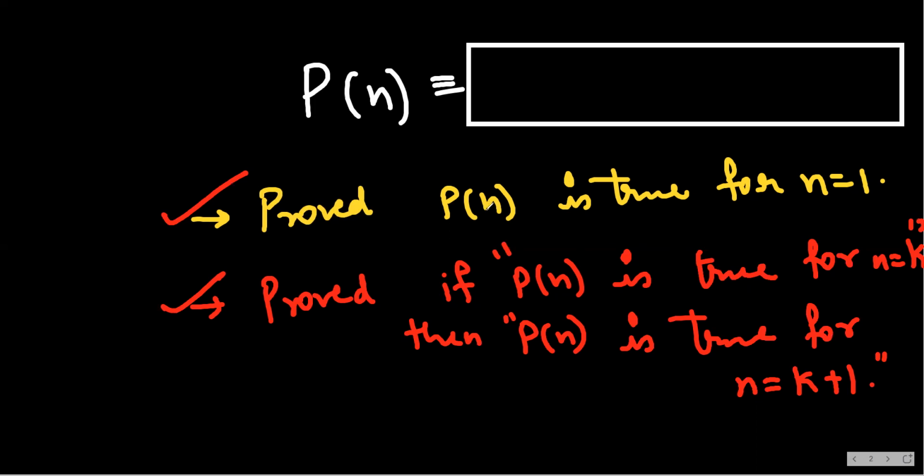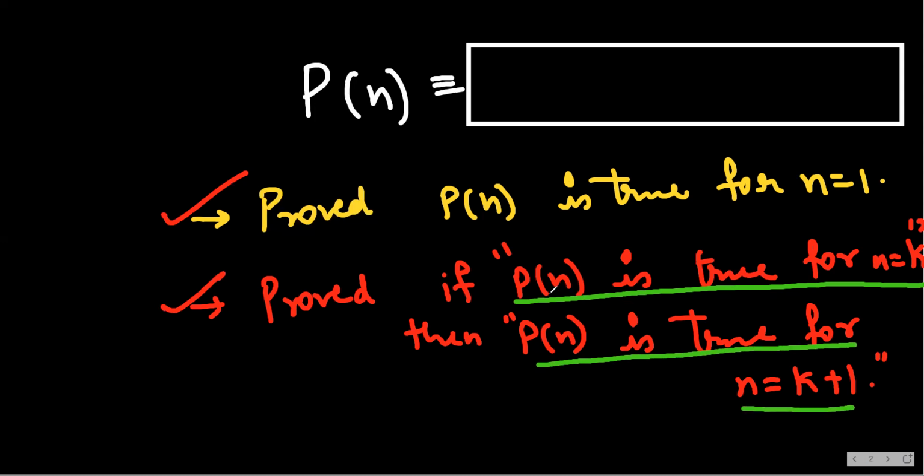How? See, the second stage which I proved says if P of n is true for n equals k, then P of n is true for n equals k plus 1. So if P of n is true for n equals 1, here in place of k you write 1, then P of n is true for n equals 1 plus 1, because you have proved it for n equals 1.